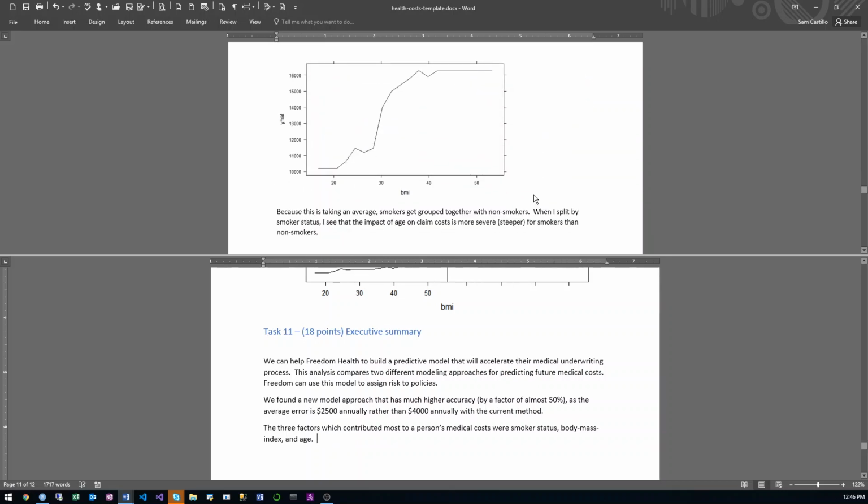And we can also look at the sign. So costs increase as BMI increases, although this effect is different for smokers versus non-smokers.